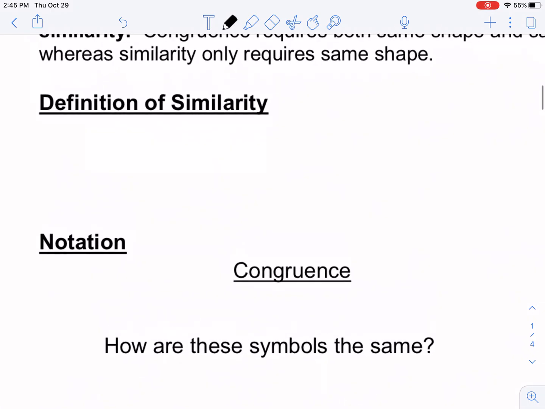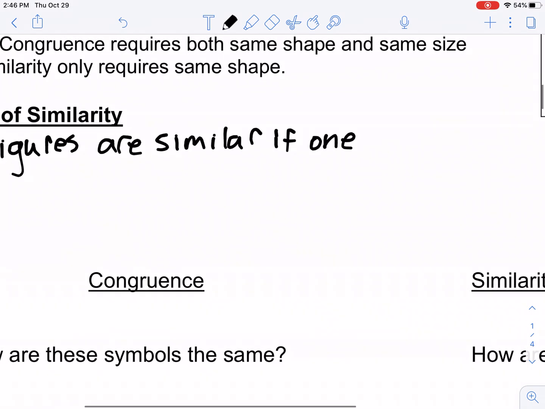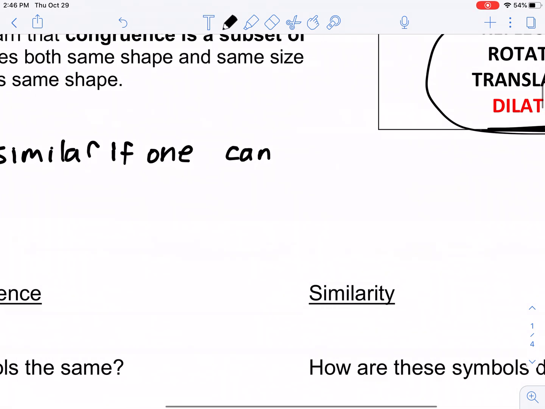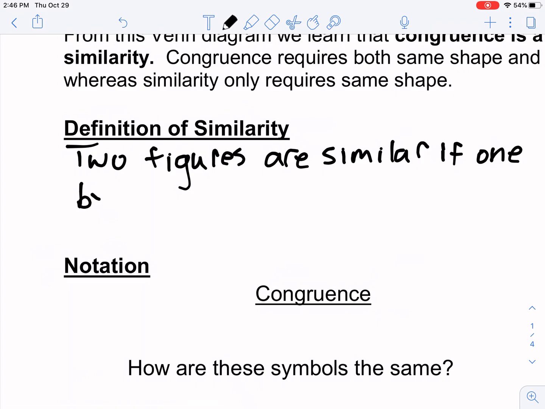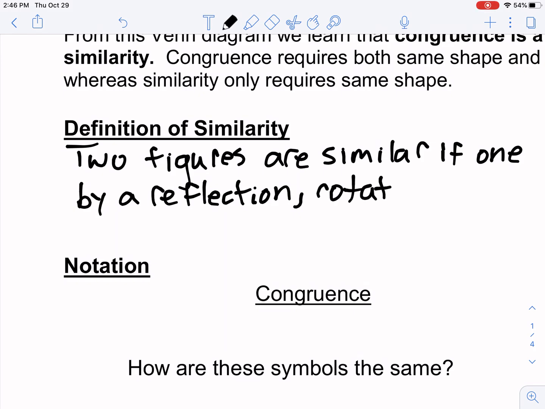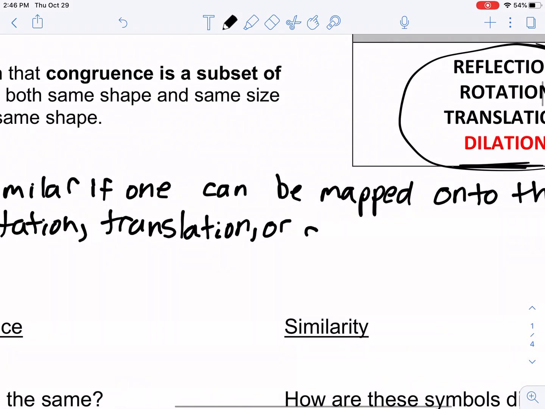Now, for a definition of similarity, we could say two figures are similar if one can be mapped onto the other by a reflection, rotation, translation, or a dilation.